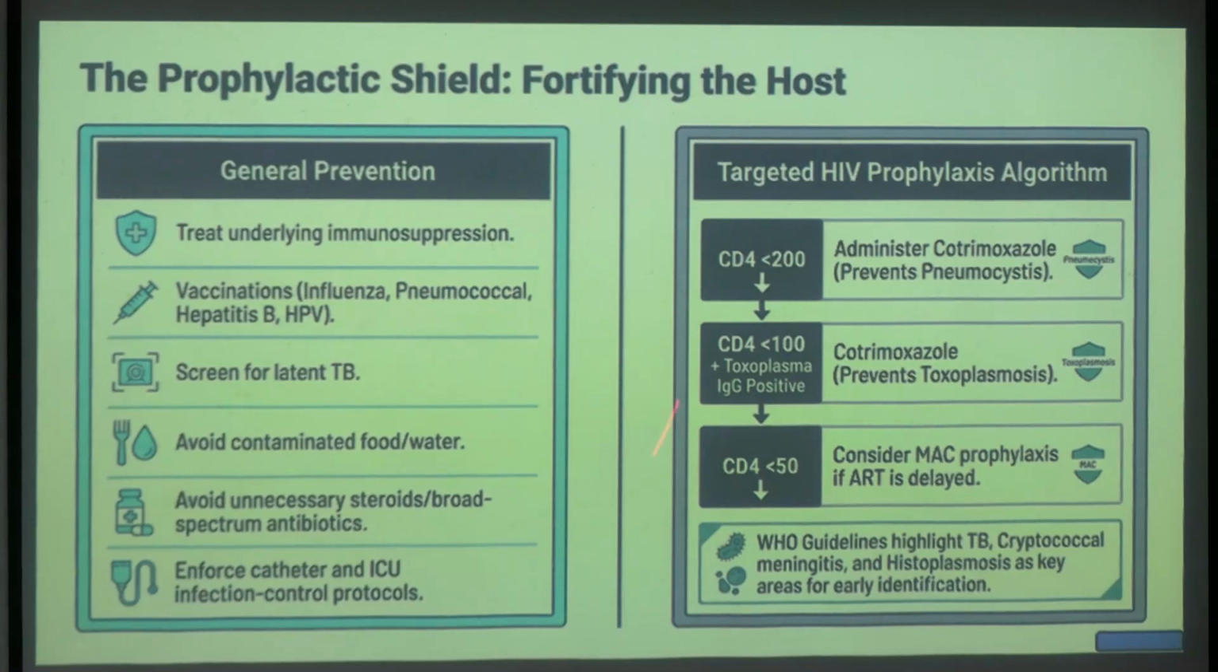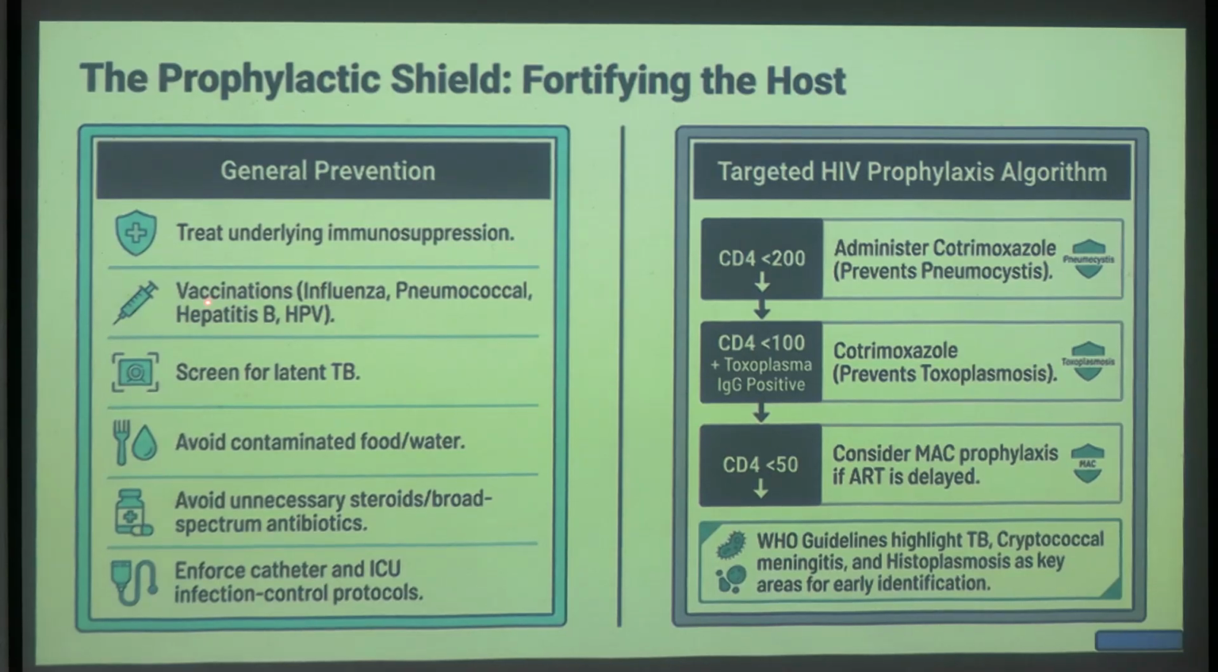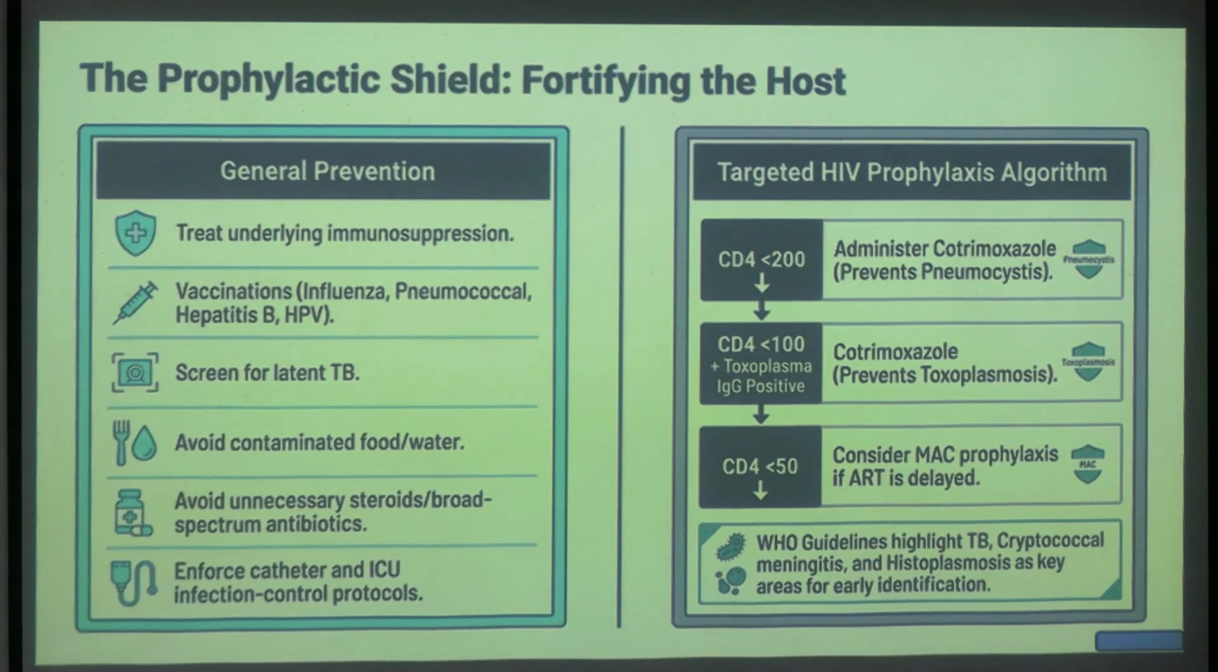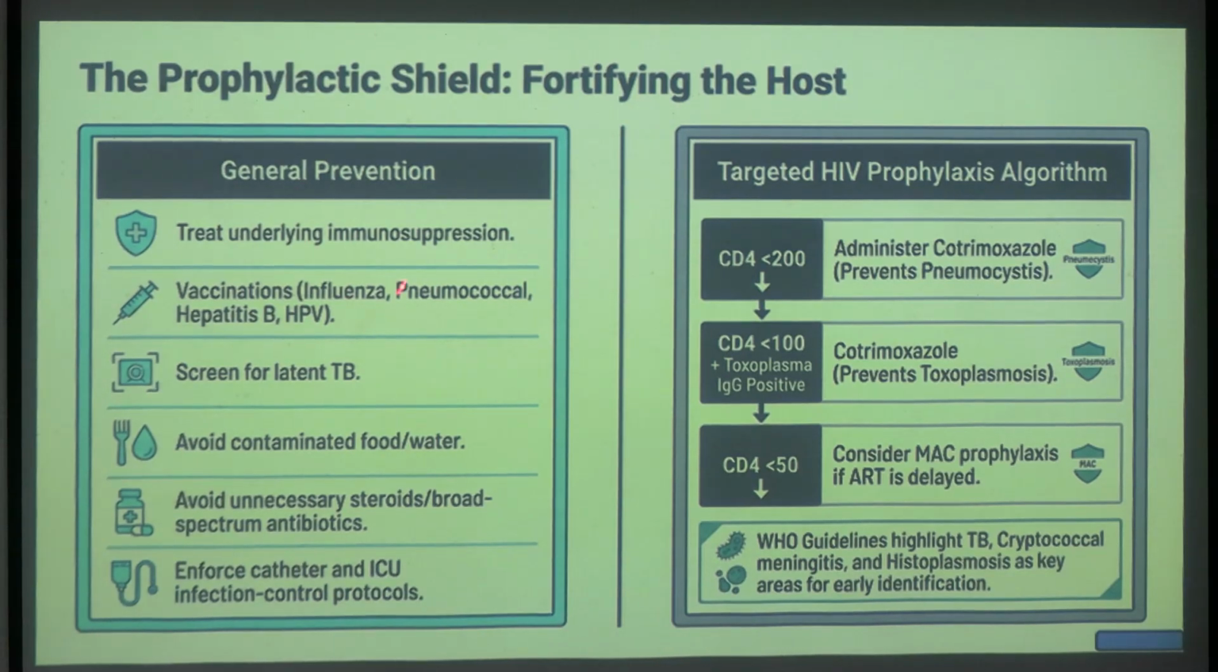So for general prevention, how to give prophylactic shield for opportunistic infections, treat underlying immunosuppression, that is we have to treat patients with HIV or any kind of uncontrolled diabetes to recover their immunity, to prevent opportunistic infections. So to recover that immunity, what will we do? Antiretroviral therapy for HIV or any underlying disease condition, we treat the patients.